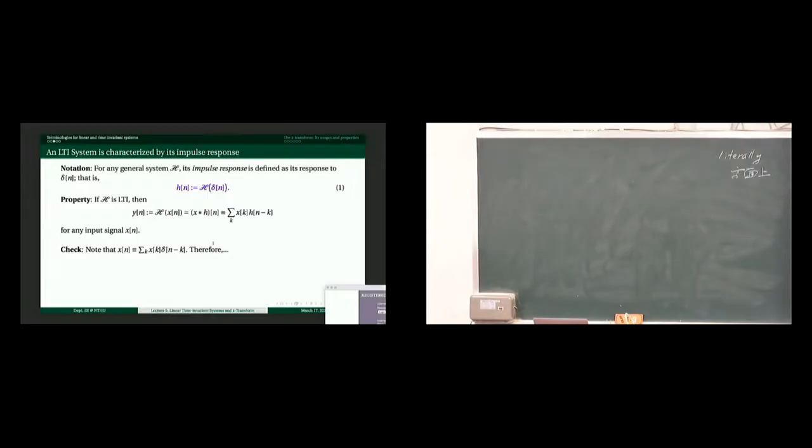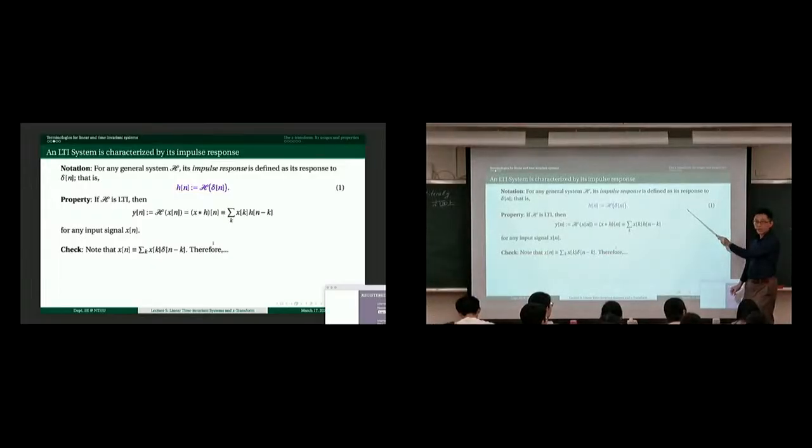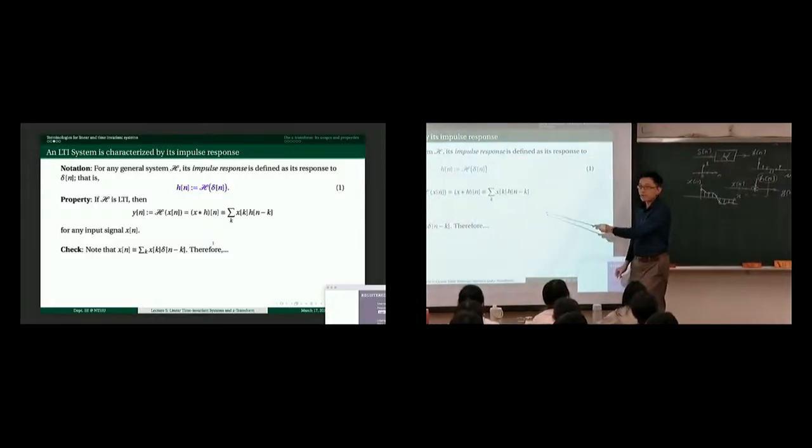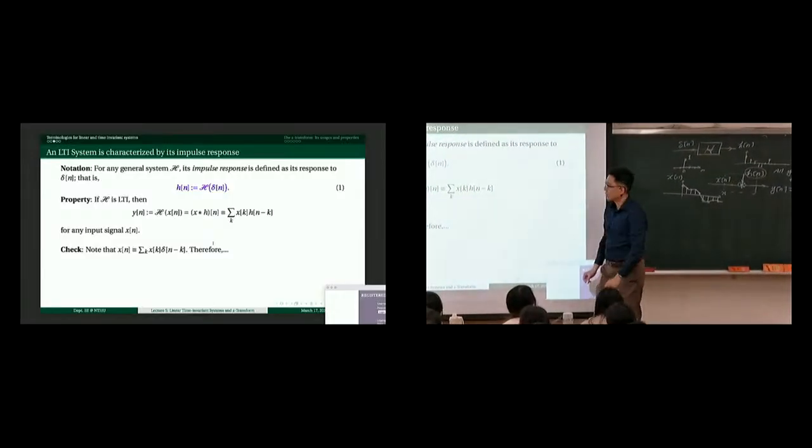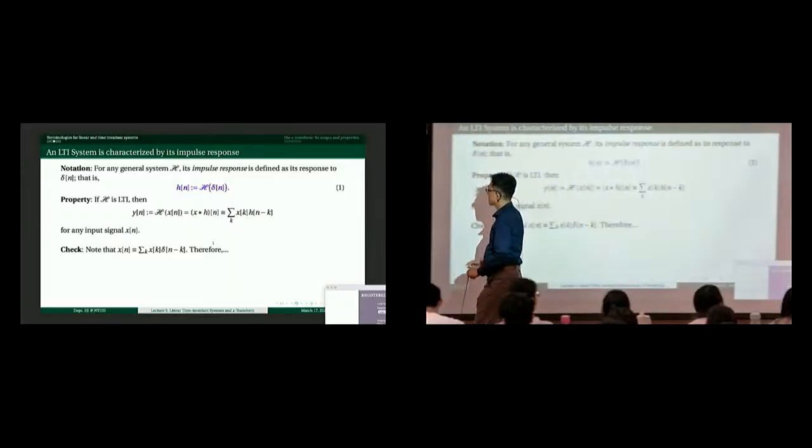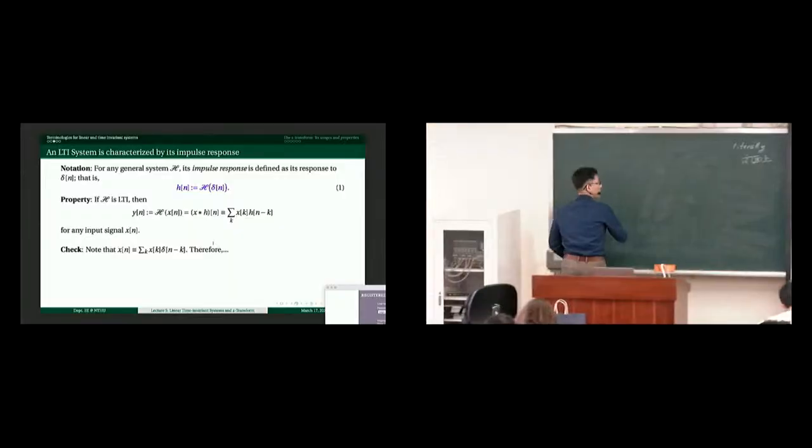All you need to know. Okay? All right. So now we need to convince ourselves that this is true. All we need to know about a system that is both linear and time invariant is its impulse response. But how do we show that?